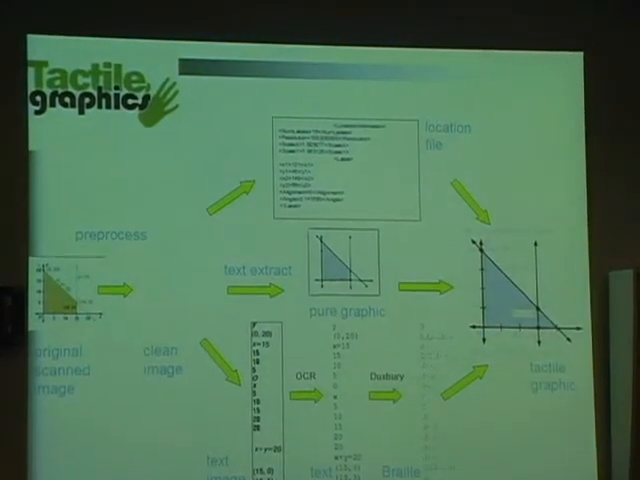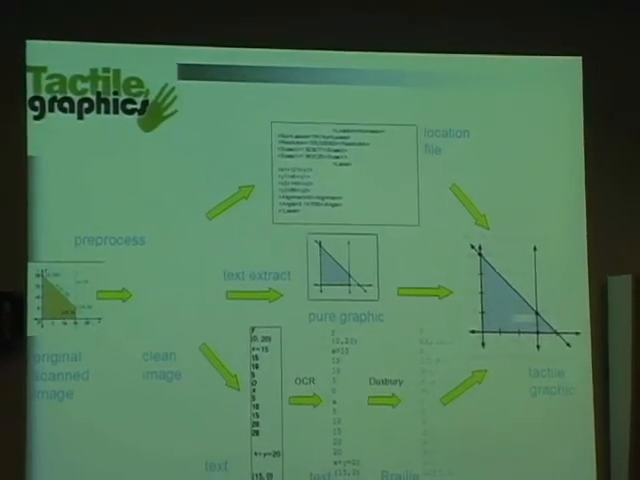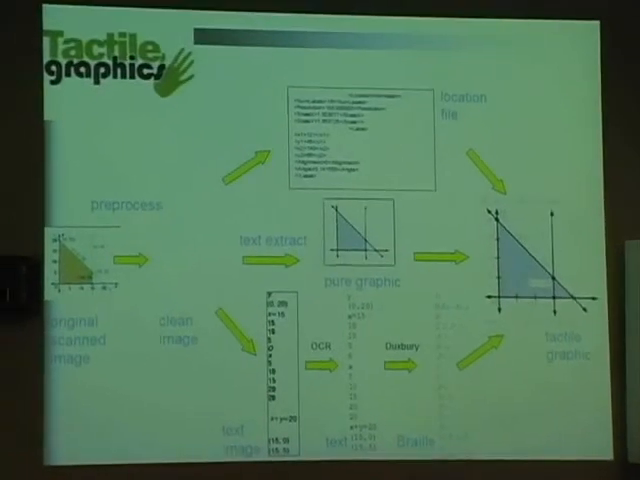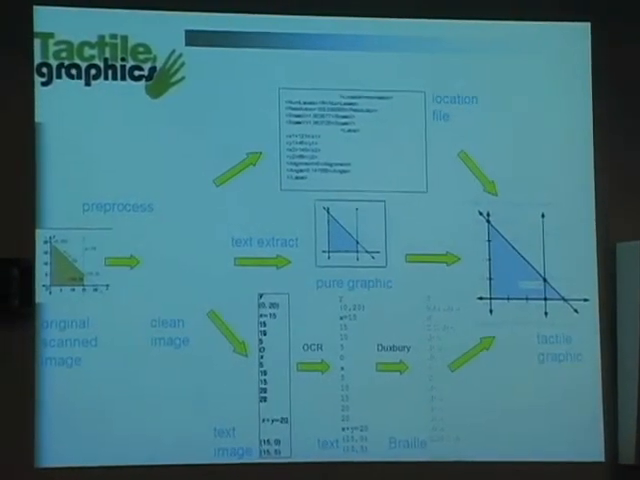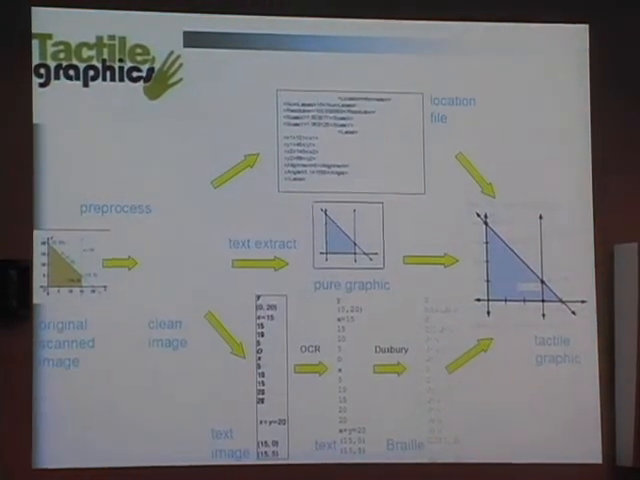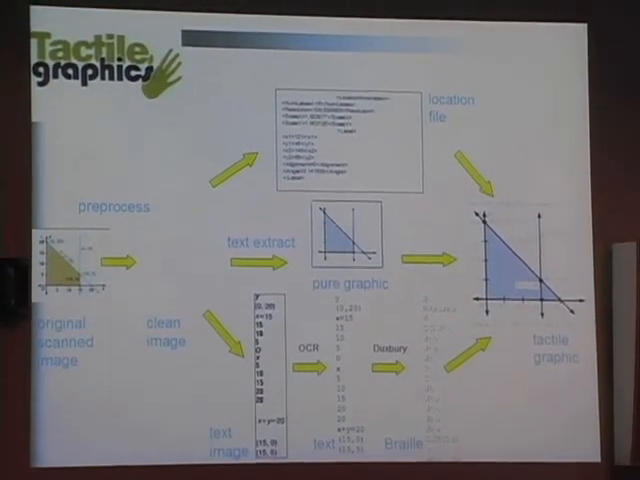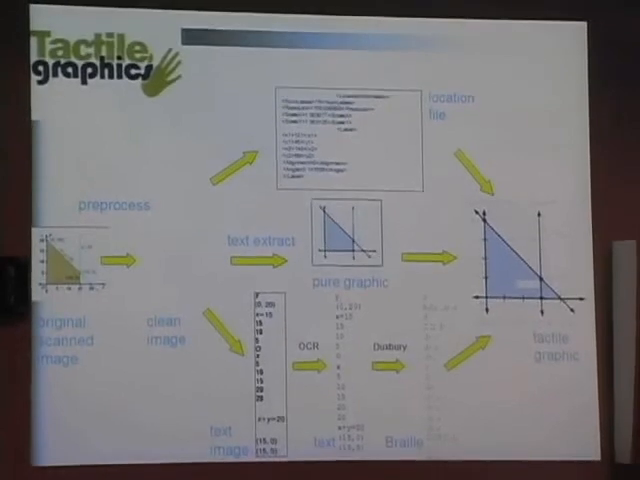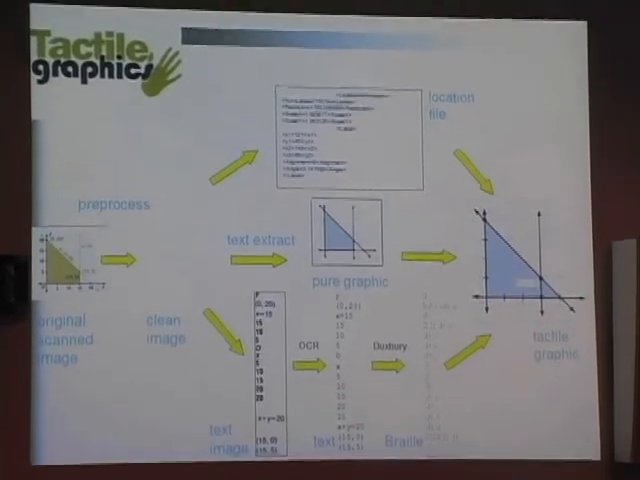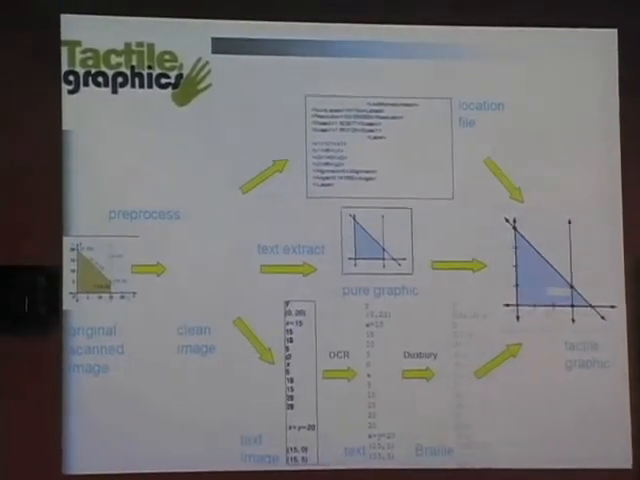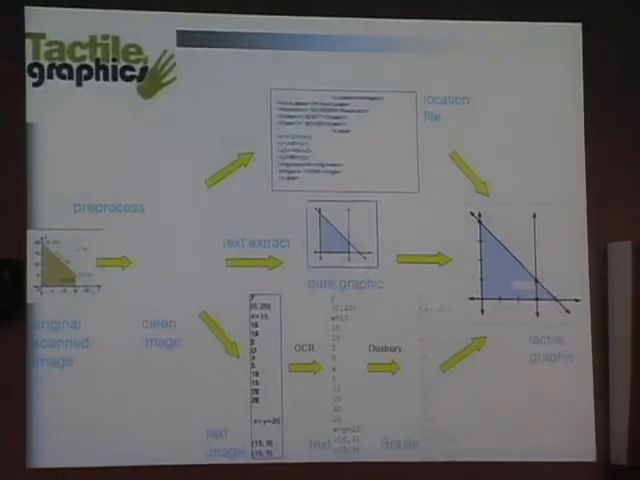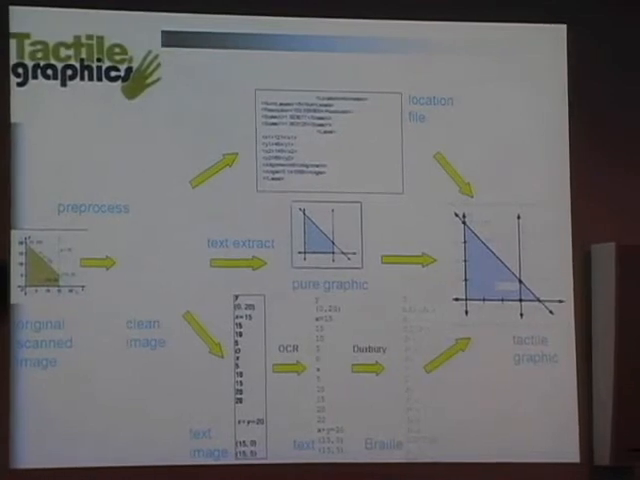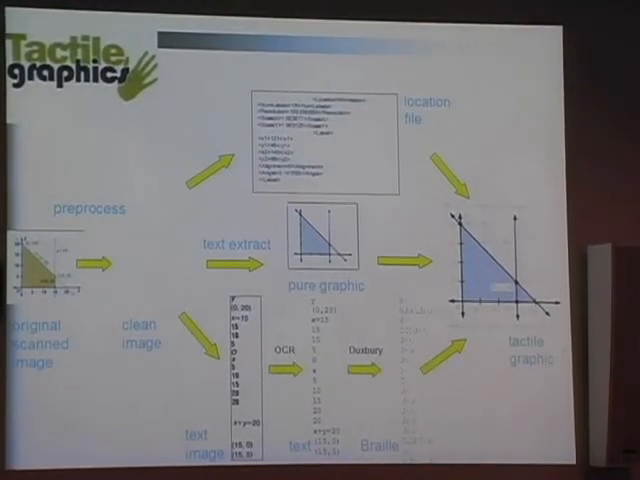And then we take that text, and notice that x plus y equals 20 was rotated. We rotate the text so it's all horizontal. And then we put it through OCR. And then we can put it through a Braille translation program. And then we have the Braille. And we take the pure graph. And of course, we know where everything is in that XML file at the top. And then we merge those three in Adobe Illustrator. And out comes a tactile graphic, which you can print on an embosser.